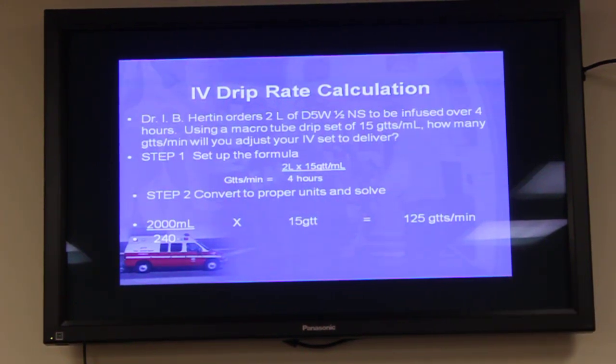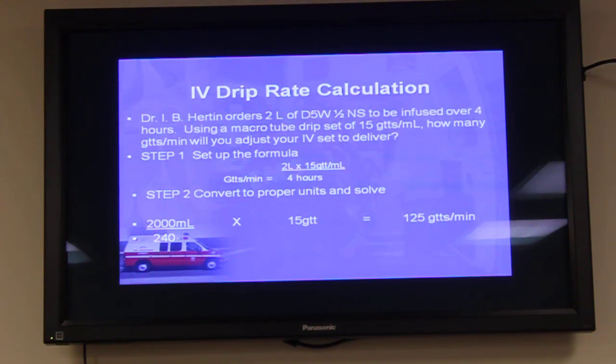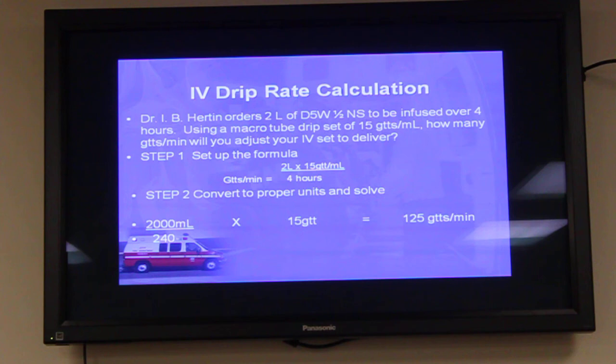Now, in a practical sense, Tim, what does that mean? 125 drops per minute. So you have an IV bag, and you have a drip set. What does 125 drops per minute mean to you? What are you going to need to do? Divide that by 60. No, you're not going to. I don't want you to divide anything. I want you to tell me exactly what you would do in order to get 125 drops per minute if you were looking at that drip chamber. 2 drops a second. Approximately, yeah. That's exactly what you're going to do. And that's going to give you that 2 liters over a period of 4 hours. Well done.